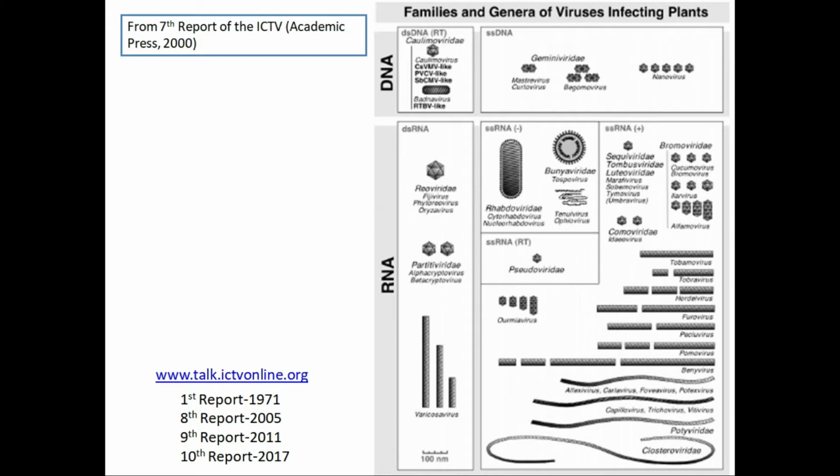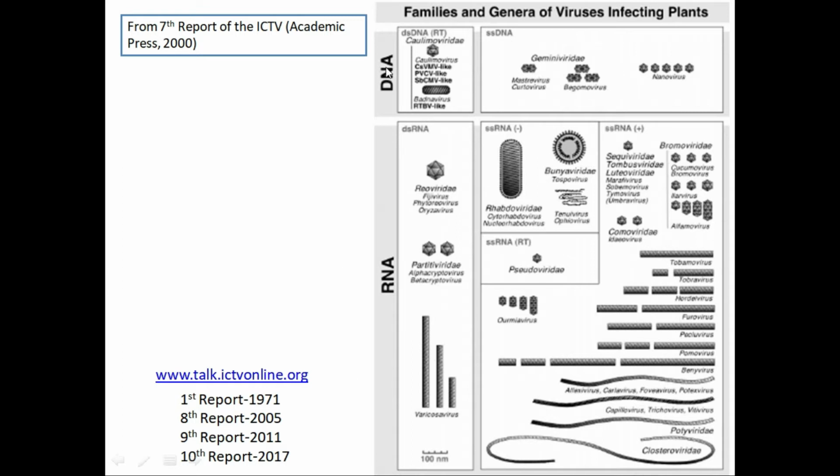But in the 7th report of ICTV, which was published in 2000, we get a number of families and genera of viruses, and we get to see all the viruses here. And please look at the diagram here: DNA viruses and RNA viruses. We have a lot of things to decipher from this image. So DNA viruses, we have only a few DNA viruses here, and the majority of the plant viruses are RNA type. See here, most of them are RNA type.